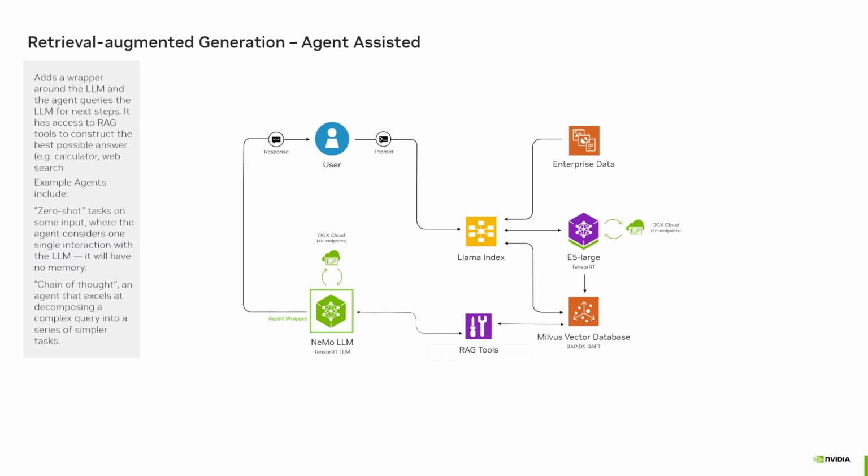Example agents include zero-shot tasks on some input, where the agent considers one single interaction with the LLM. It will have no memory. This is more closely aligned with classic RAG. Chain of thought, an agent that excels at decomposing a complex query into a series of simpler tasks, can be completed using RAG tools.